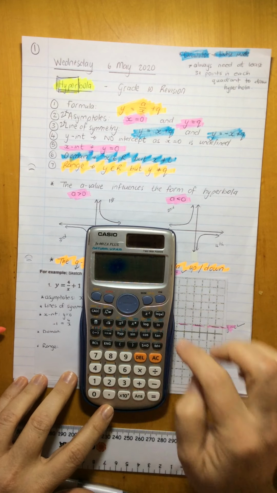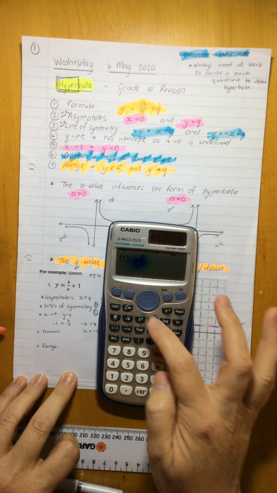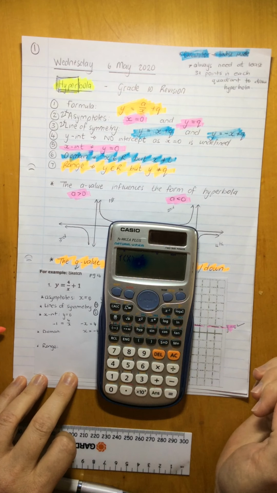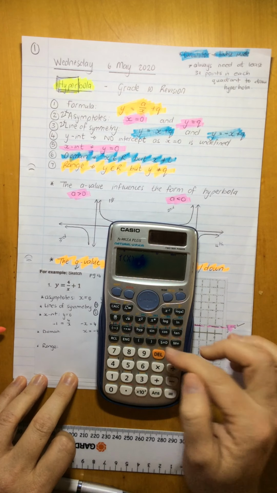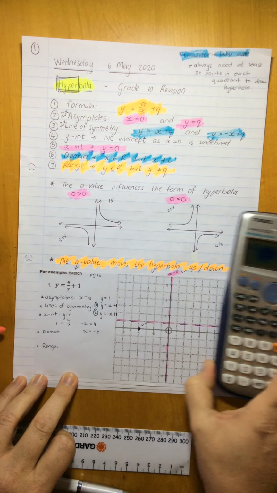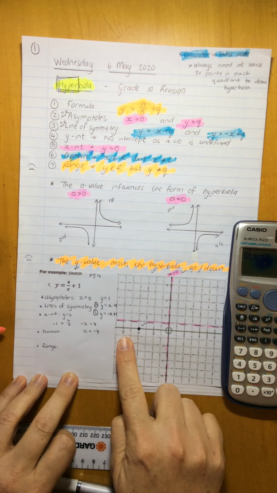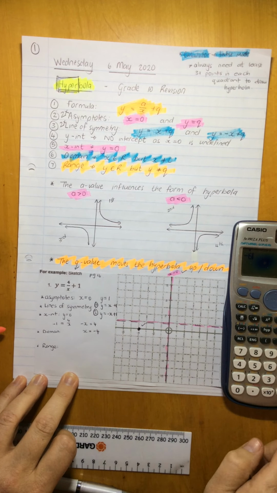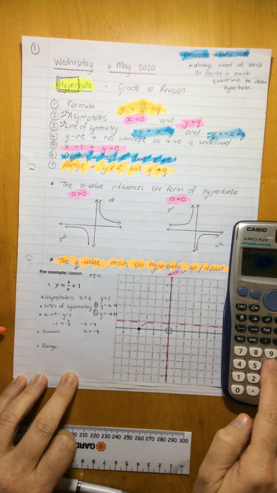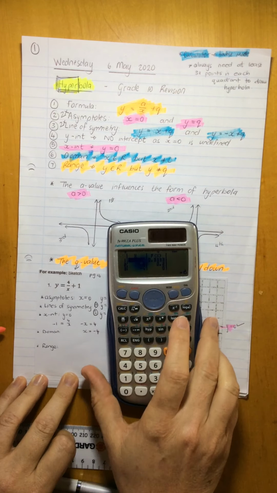So mode, table, I'm going to put in 4 over x. To get x, I press alpha and the bracket button. Go to the side, plus 1. There's no second equation. I'm going to let my graph guide me. It's got a minus 6 on the left and a plus 6 on the right, and I want 1 every interval.